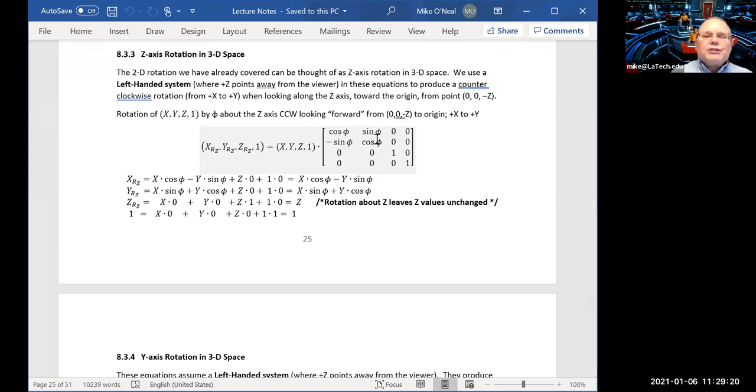When you're thinking about rotations, it is important to think about the direction of rotation. If you remember the way we defined z-axis rotation, in a left-handed system, the system that we're using, it was a rotation that was counterclockwise. In other words, from plus x to plus y, when looking along the z-axis towards the origin from 0, 0, minus z.